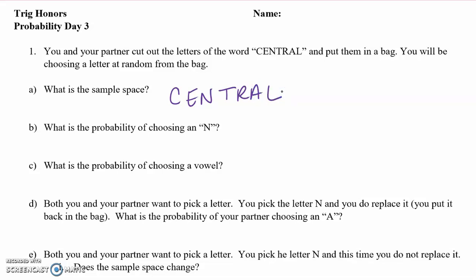The probability of choosing an N is 1 out of 7 because it's one letter out of the 7 possible. The probability of choosing a vowel: there are 2 vowels out of the 7.